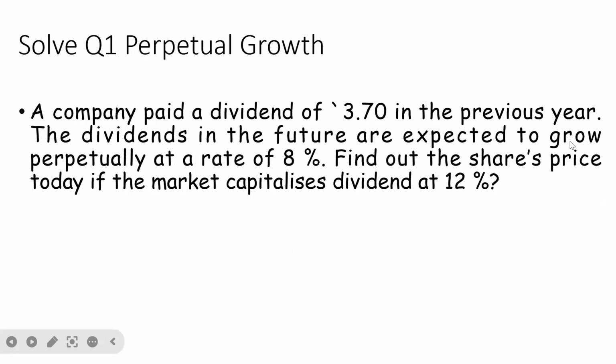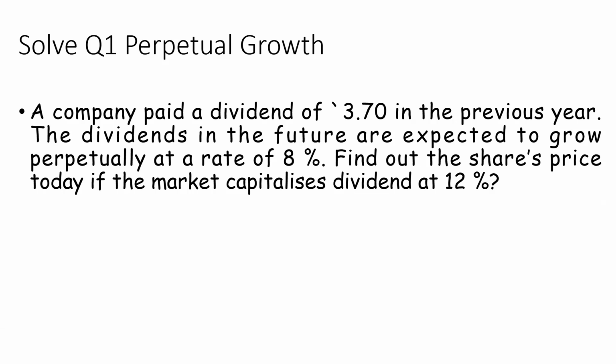So let us take an example of perpetual growth. A company paid a dividend of 3.70 in the previous year. The dividends in the future are expected to grow perpetually at 8%. For example, suppose you want to invest in a particular company, you have to look at how much dividend it has paid in the last year, the last few years, and only then should you invest in the share. So these are some of the parameters you should look into.